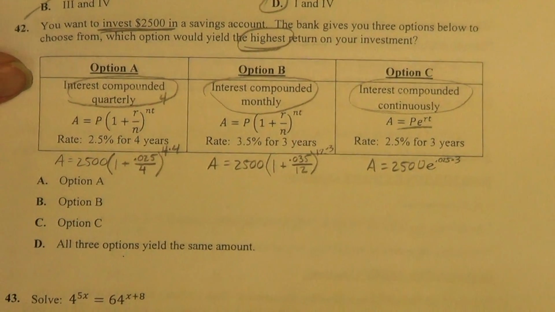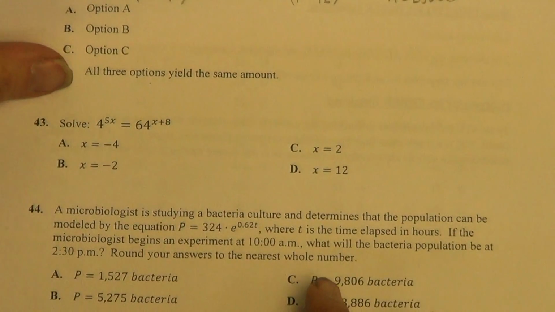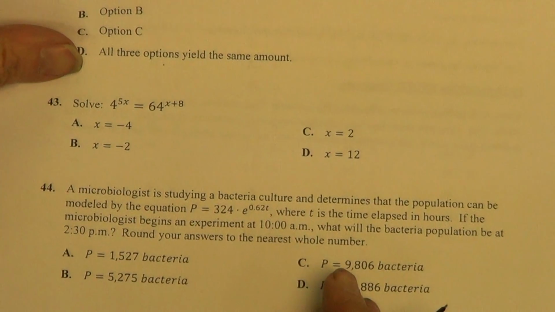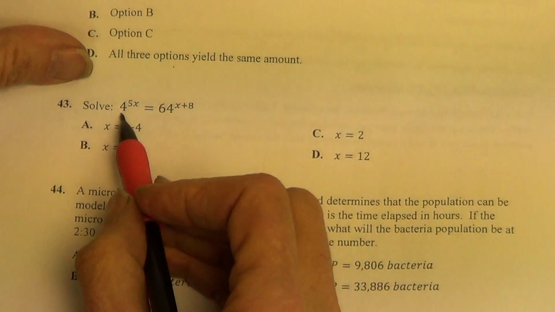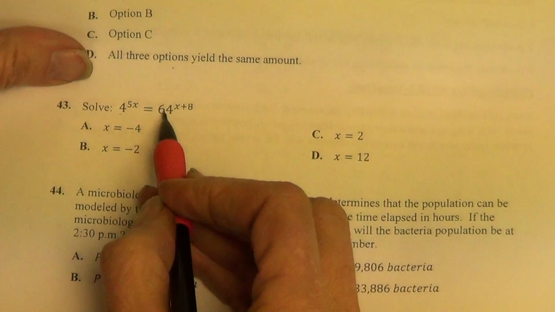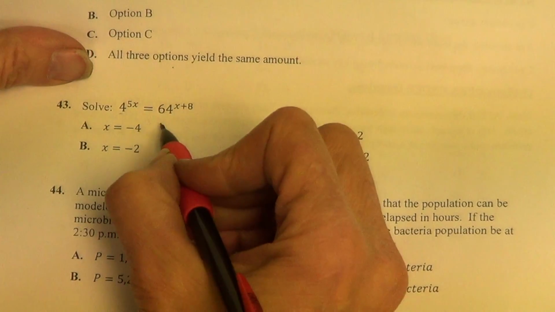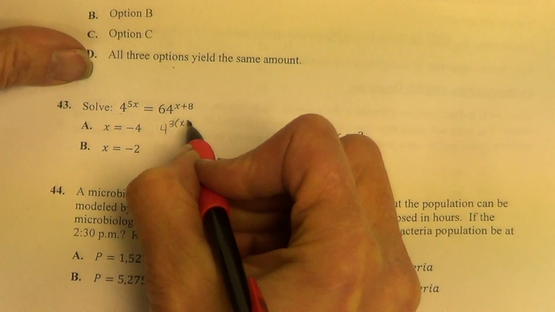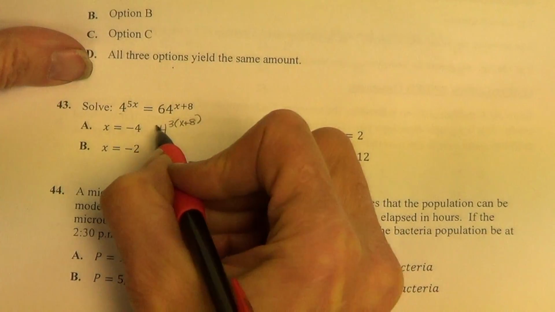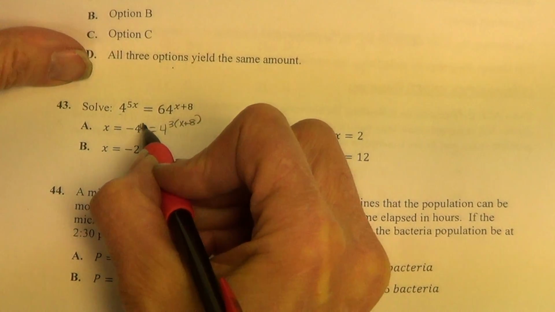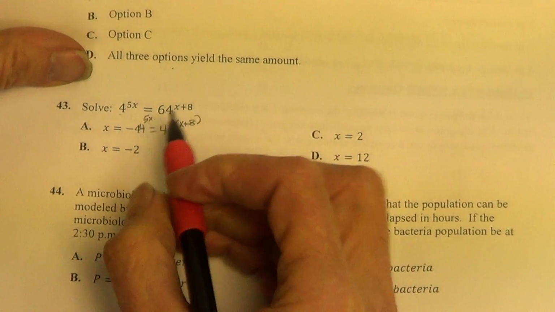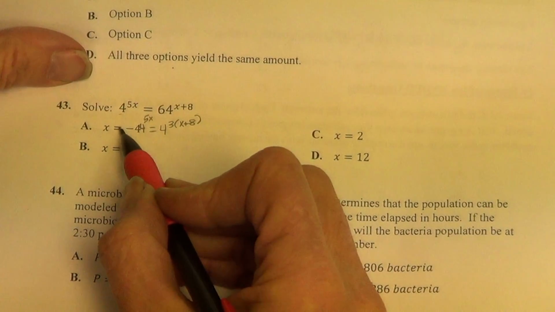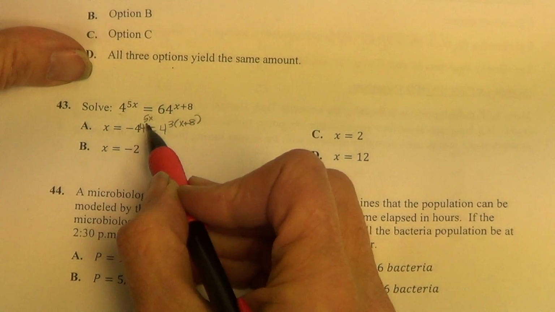Greatest gain. If you don't get that, come see me. Okay, on this one, remember when we're solving for the exponents, we get the bases to be the same. So 64 can be written as 4 to the third. And we just bring the x plus 8 there, equals 4 to the 5x. Now that our bases are the same, we can do log 4 on each side to cancel.